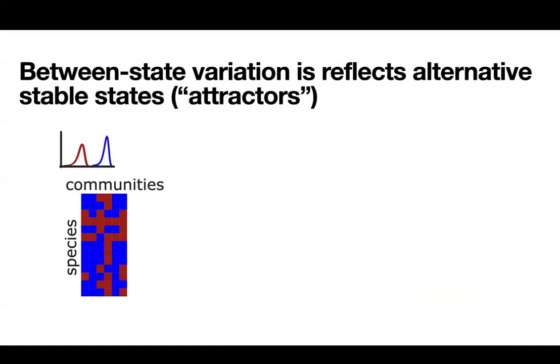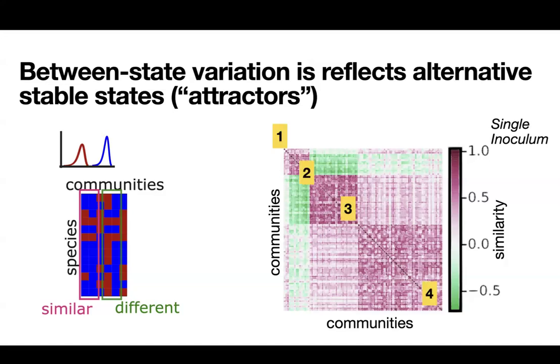So basically we have these four main attractors, groups of communities, if you want, that correspond to communities that are similar in the composition, where the composition is measured in species being in the high versus low abundant state.